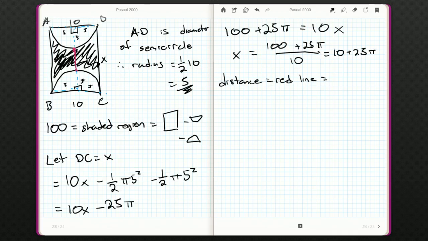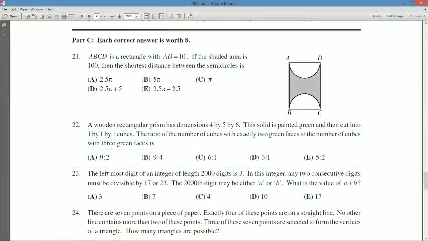And we want the minimum distance, which is going to be represented by the distance between these two peaks here, the red line. And that's going to be x minus the one radius, which is 5, minus the other radius, which is 5. So that's 10 plus 2.5 pi minus 5 minus 5. It's just going to be 2.5 pi, because the 10 and the 2 minus 5s are going to cancel each other out. So what have we got? 2.5 pi is A. That's the very first one.